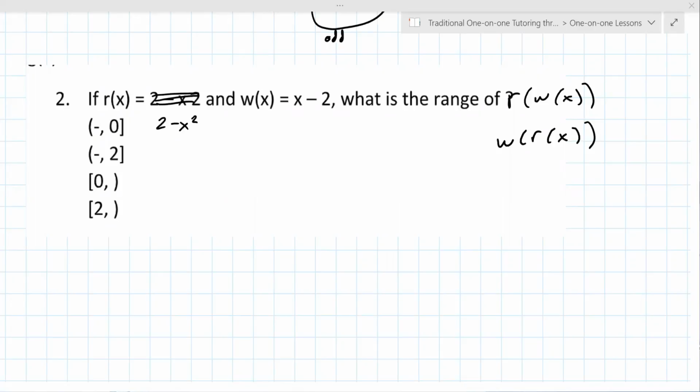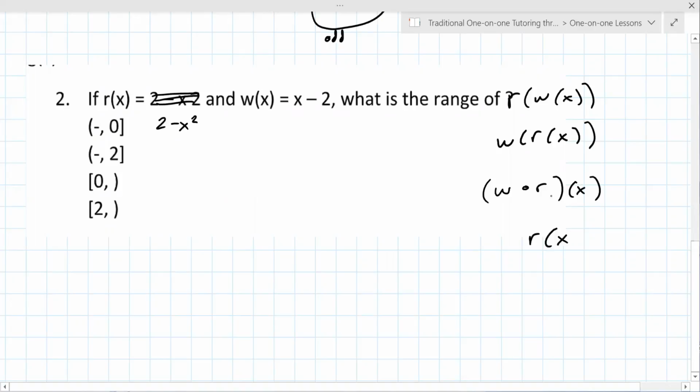Yeah, it's x squared, and that's so weird. And it is w with that circle in the middle, r. Okay, so this is composition. If you remember from our very first lesson, you start with the one on the right, r, and then w is the second one. What this means is you take whatever r of x is, which is this 2 minus x squared, and you put it in for x wherever you see an x.